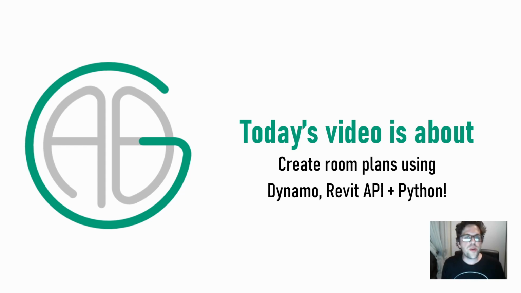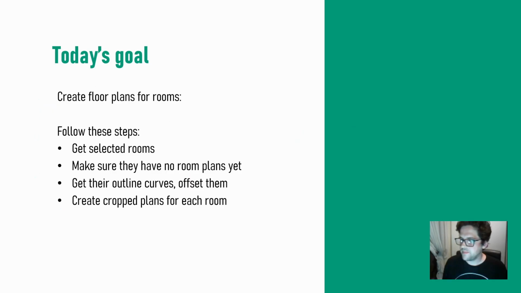Tonight I'm going to cover a tutorial where we look at creating cropped floor plans for selected rooms in a model. This can be a really common task when you're doing things like plans for apartments, where you may need to do marketing plans, and we usually crop these plans right down to the extent of the room only. I'll be using a combination of Dynamo, Revit API, and Python today.